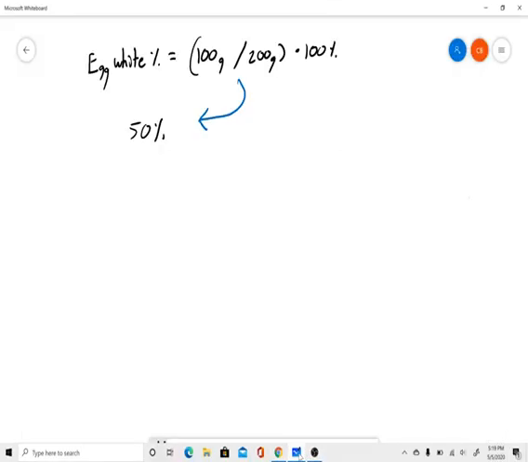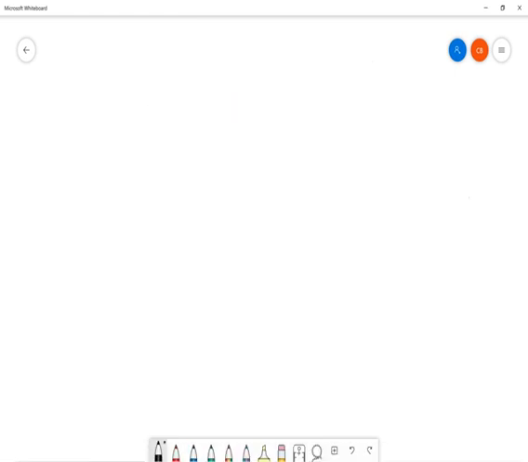Now, when I was doing the egg problem here, you notice I worried just about the egg whites. We would have also had to do calculations for the egg shell and the egg yolk. So when I do the CH4 here, we need to do calculations for carbon and for hydrogen.